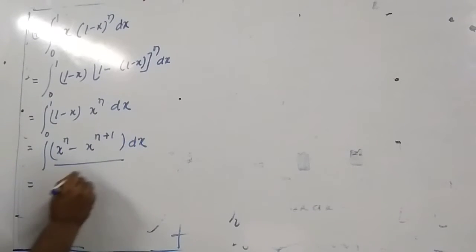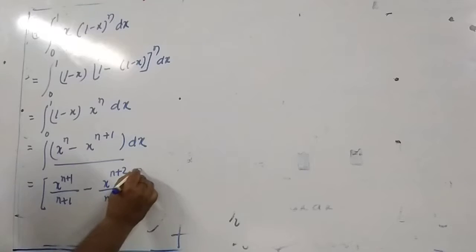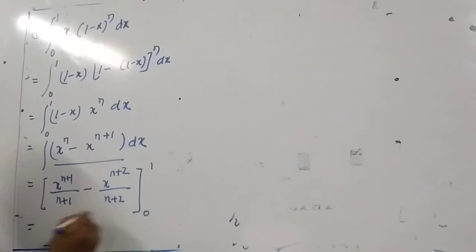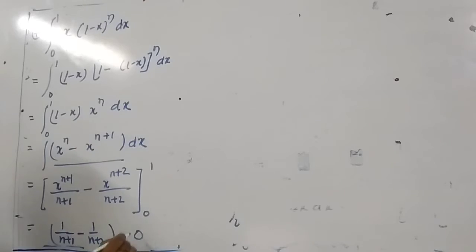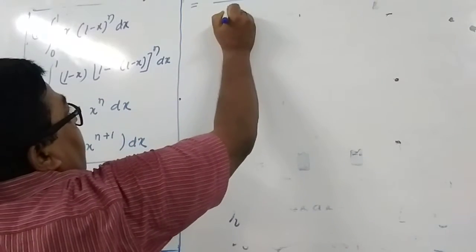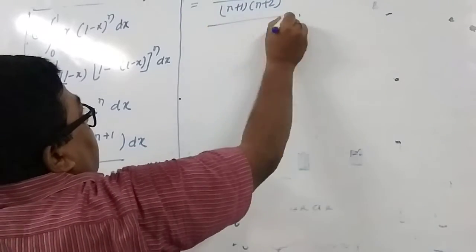Now applying the integration here, this becomes x to the power n plus 1 upon n plus 1 minus x to the power n plus 2 upon n plus 2, from 0 to 1. Using upper limit minus lower limit, 1 minus 0, the first part will be 1 upon n plus 1 minus 1 upon n plus 2, and the second portion is whole 0. Further calculation, taking n plus 1 and n plus 2 as LCM, so this is your final answer.